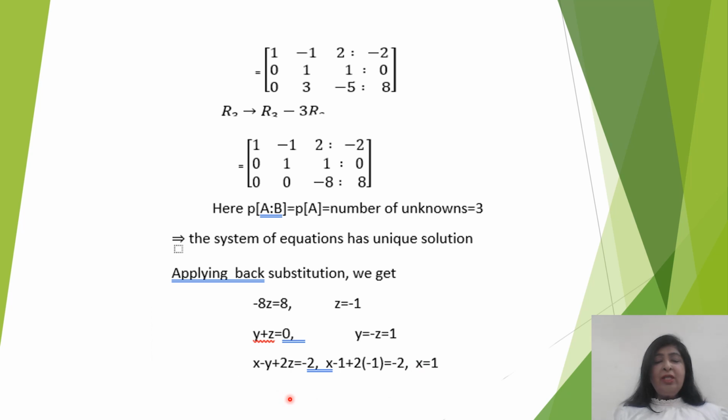Then the first equation is x minus y plus 2z equals minus 2. Just substitute the values of y and z, and we will get the value of x as 1. Now we are getting x is 1, y is 1, z is minus 1. So it's a unique solution. In this way you have to solve a system of non-homogeneous equations.